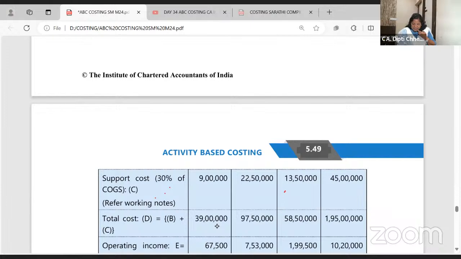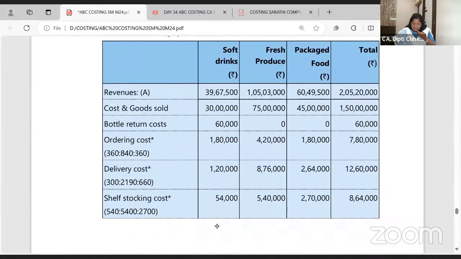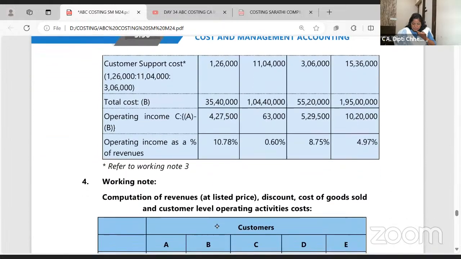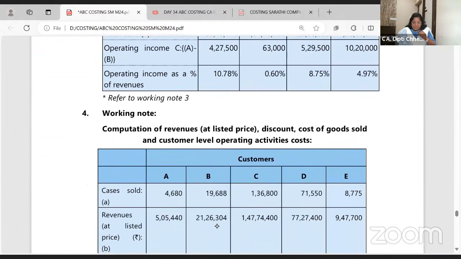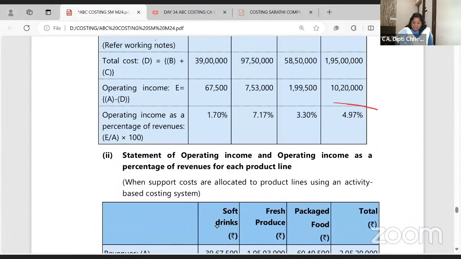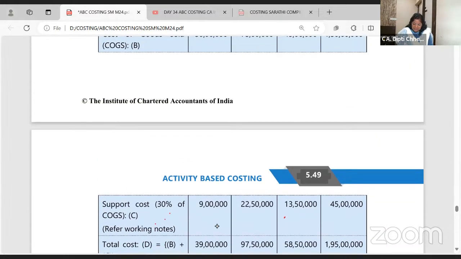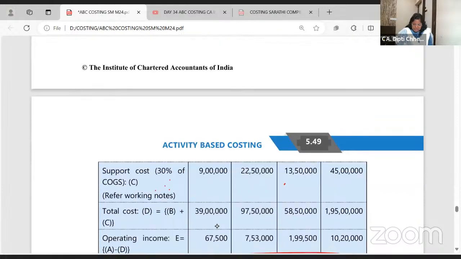Support cost is 30% of the COGS. You get the profit. And then they ask you to divide and get the same. So the whole, you know why they are asking you? When you do it with the ABC approach, your income percentage will be different. In routine, it will be different. So it might just change your answer, because here you have just taken support cost as 30% of COGS flat.